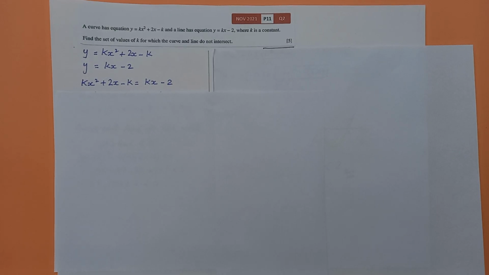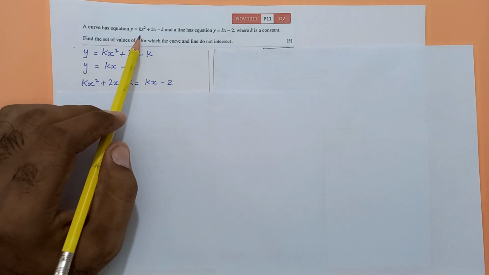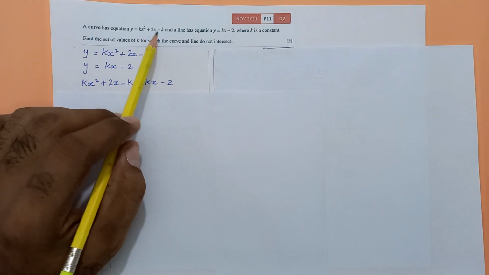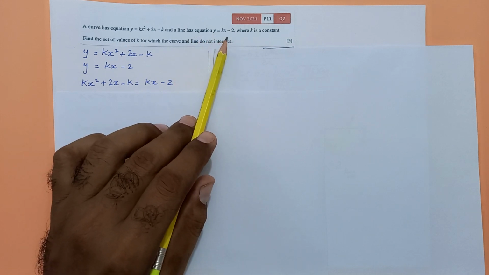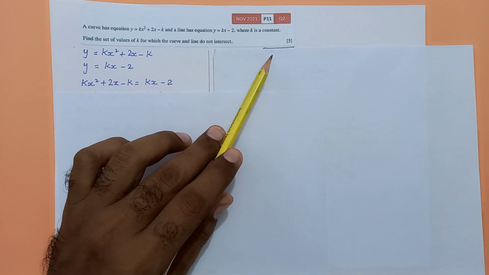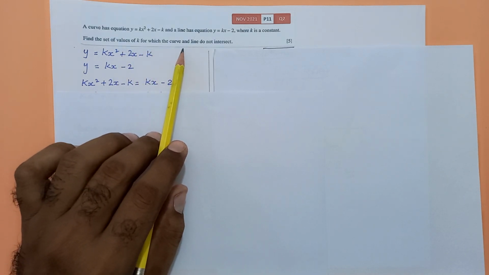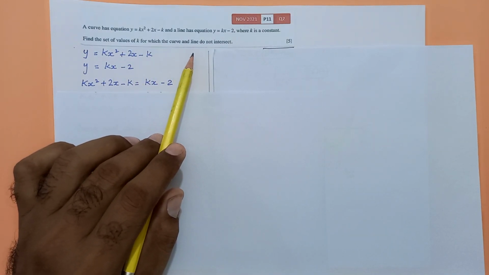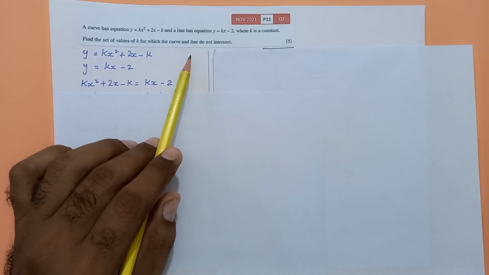Hello everyone. We have a question where it says that a curve has equation y equals kx² + 2x − k, and a line has equation y equals kx − 2, where k is a constant. Find the set of values of k for which the curve and line do not intersect. That means the condition that is given to us is do not intersect.